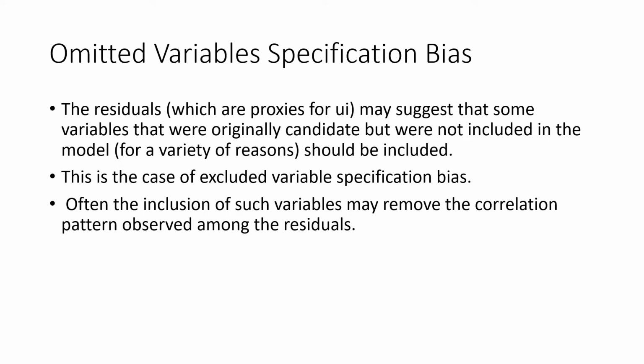You have run a wrong model means you have run a model by omitting one of the important variables. Okay, so the inclusion of such variables can remove the correlation pattern, and also it can improve the residuals, and actually it can do away with the problem of autocorrelation.